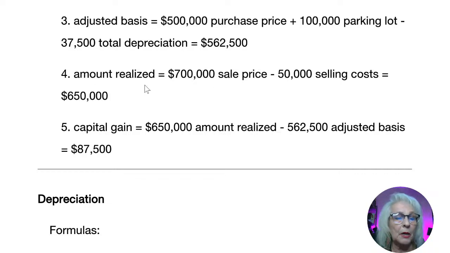The total amount realized when they sold it was the $700,000 sale price minus the $50,000 cost of sale, right, to get it with a realtor and get it closed. It came out to $650,000. So later, 3 years.